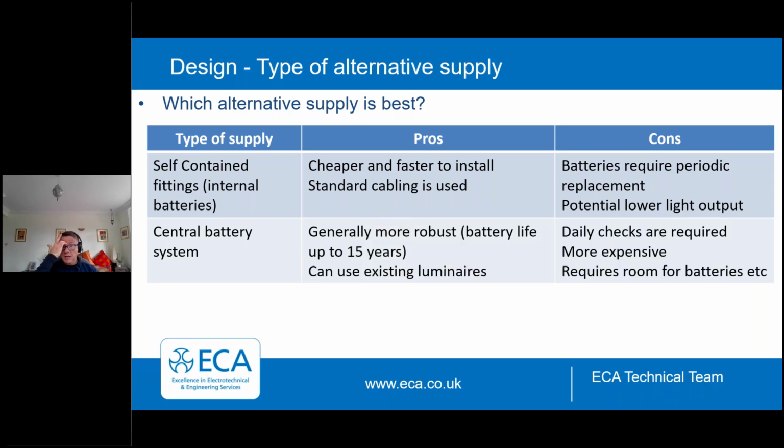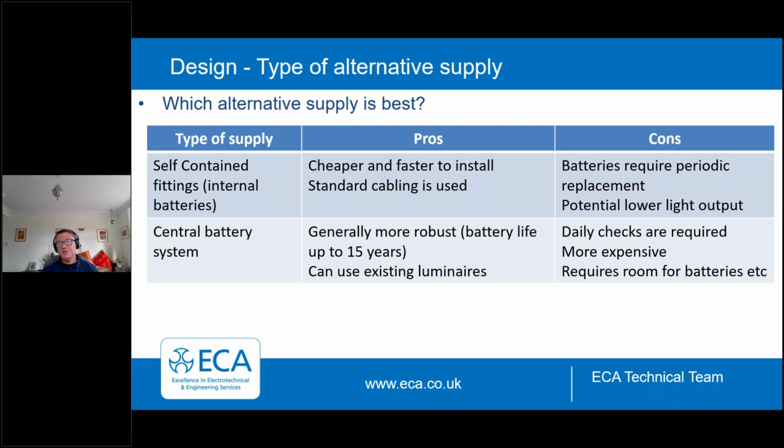Central battery systems are generally considered to be more robust for many, many reasons. I've only highlighted a couple here. The battery life can be up to 15 years as opposed to 4 or 5 years for the self-contained. We can use existing luminaires, so they would be pros. Generally speaking, they are more reliable, more robust in regard to temperature fluctuations, that sort of thing.